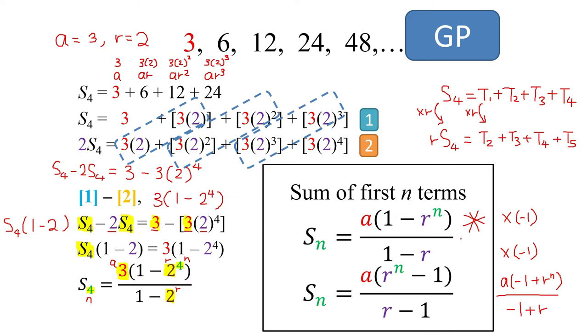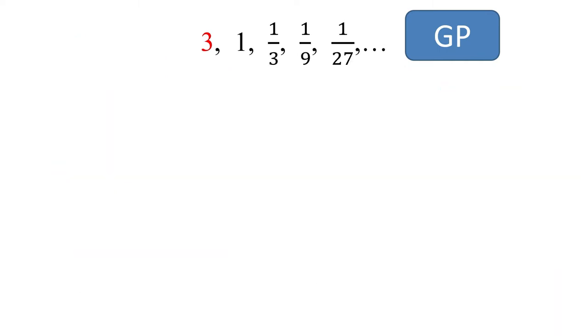Now let us try to apply the formula in our calculations. Maybe we try to find S8. A we substitute with 3, and then 1 minus r, we substitute with 2 to the power of n, which is 8, over 1 minus 2. I get 765.